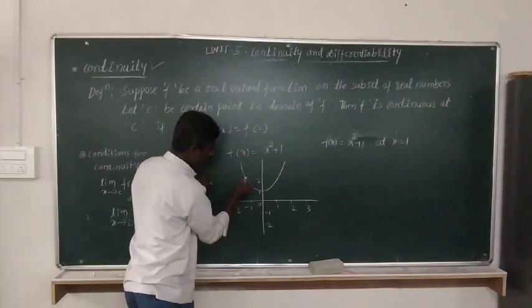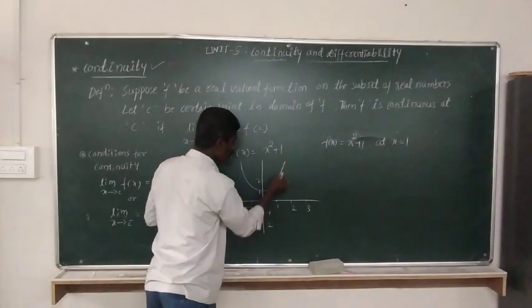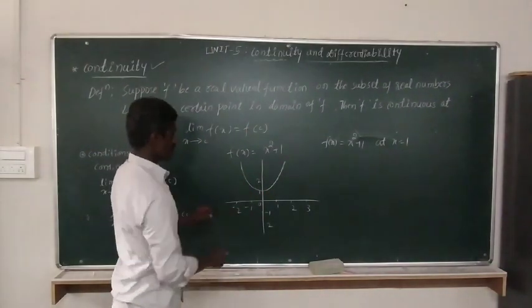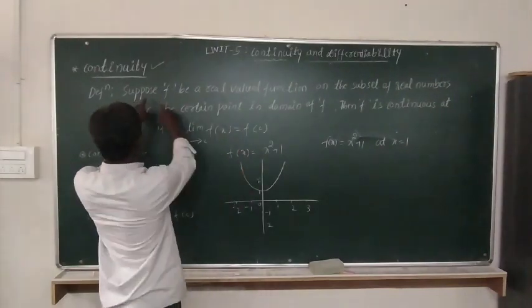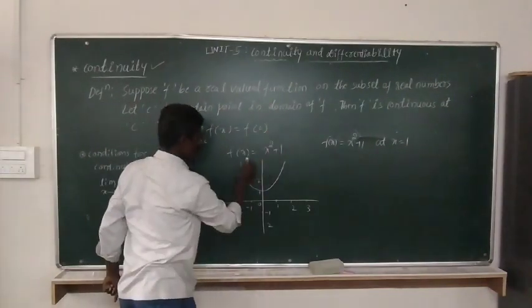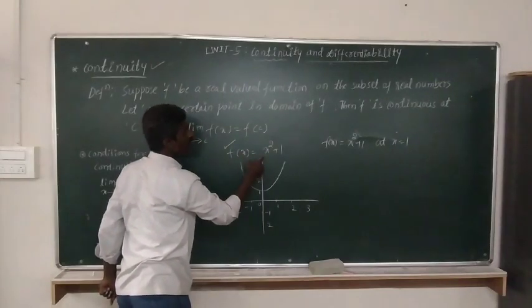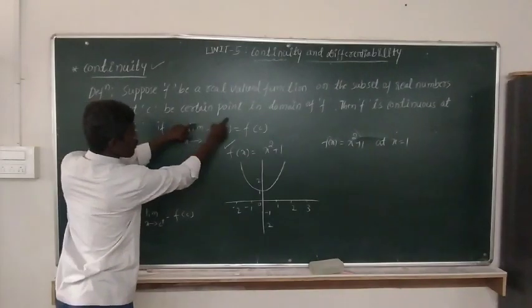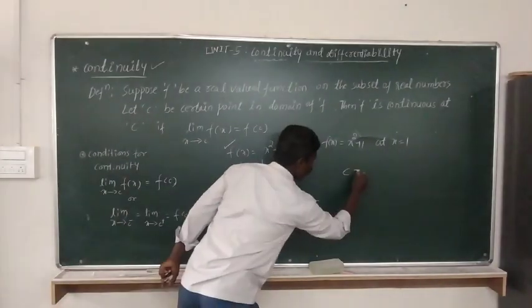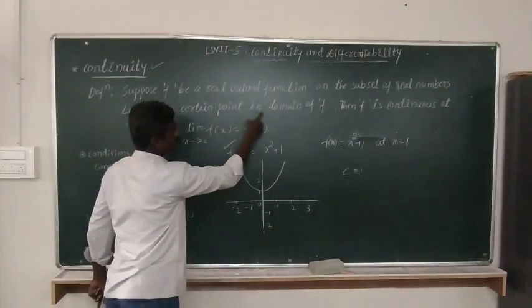Hence, we can draw the graph without lifting a pen or a pencil. Such a graph is called a continuous function. So according to the definition, suppose f is a real valued function on a subset of real numbers. Let c be a certain point. Here c is 1, a certain point in the domain.